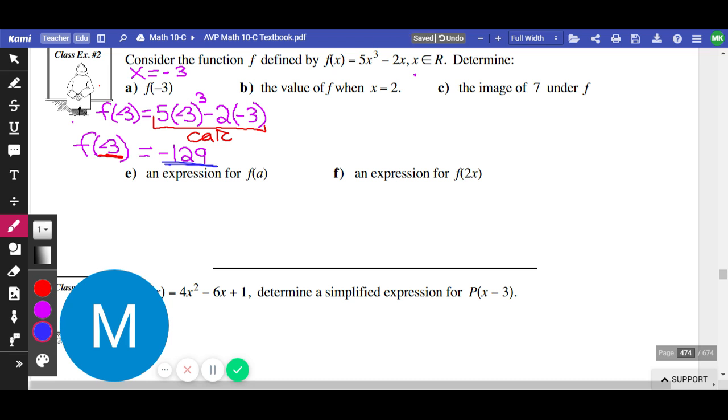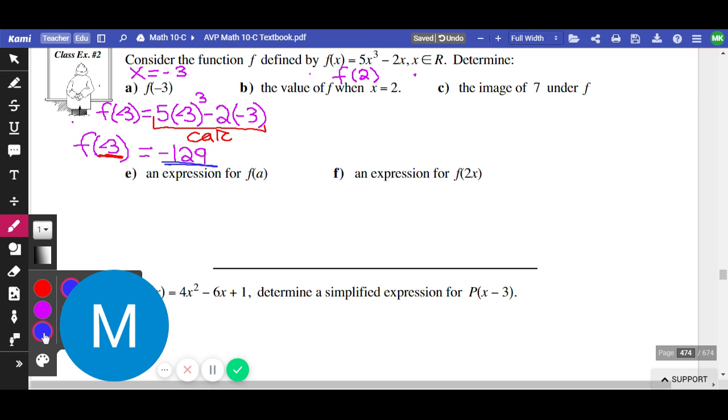It says the value of f when x equals negative 2. That is function notation in words. Oh, sorry, x equals 2. I said negative 2, didn't I? Yeah. That's just function notation in words. What they're saying is f at 2. It's the same thing. Okay? They just use words to describe it.